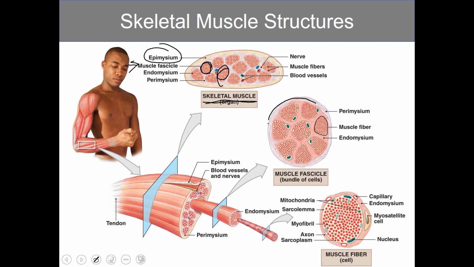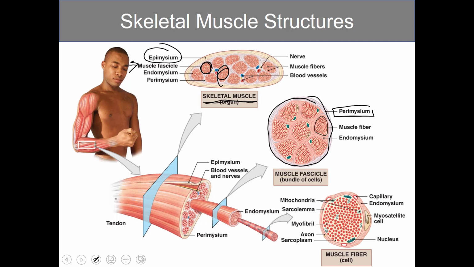Here we see a muscle fascicle pulled out and enlarged, and the fascicle is surrounded by the perimysium. This is that middle layer of connective tissue that surrounds and separates the fascicle from surrounding tissues. If you've ever had roast beef and you notice the strings within that meat fiber, those are fascicles.